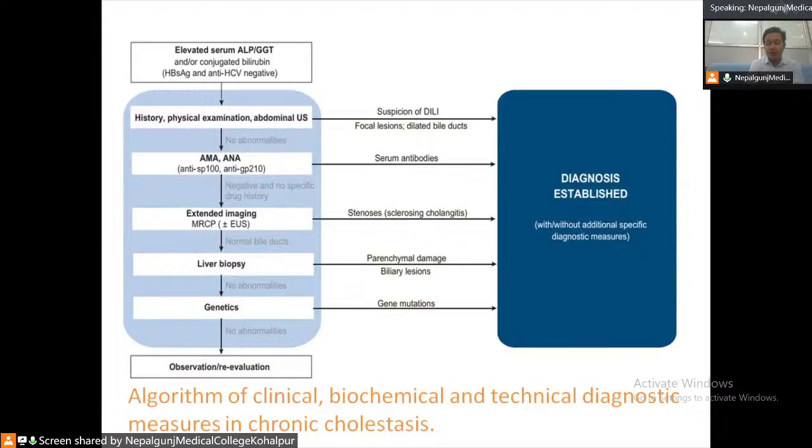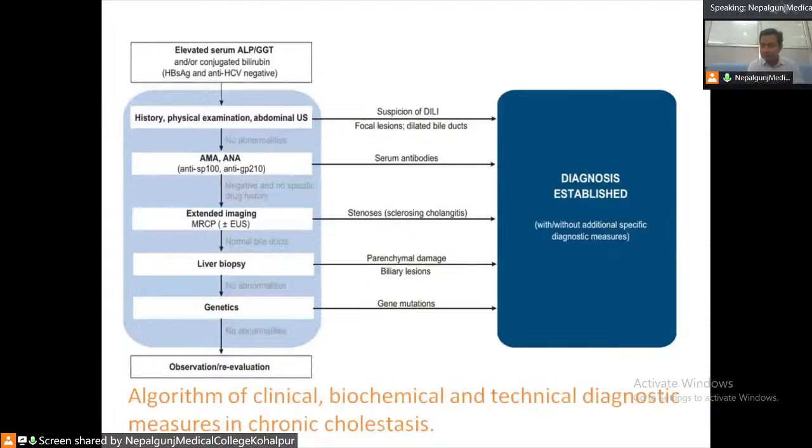In MRCP, if you observe in the biliary channel stenosis, meaning narrowing of the biliary channel, and there is focal dilatation, again narrowing, a beaded appearance, this is a case of PSC, primary sclerosing cholangitis. If this is also negative, normal in MRCP, then you go for the liver biopsy.